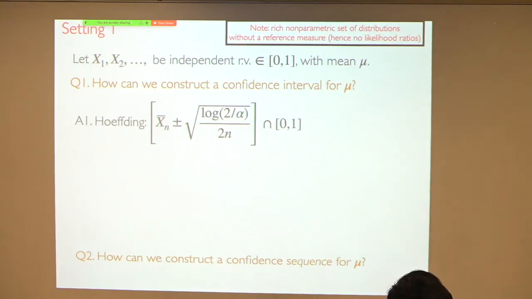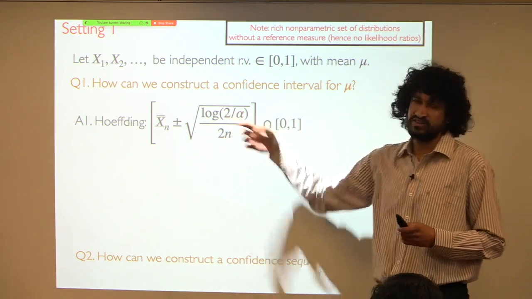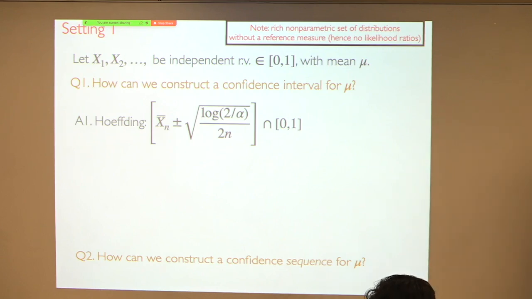So this seems like a reasonable answer, but it's actually not a good answer because the second term does not depend on the variance of the data. So somehow, whether your data is low variance or high variance, the width is exactly the same, and so it's a conservative confidence interval, but it's actually not a very good one.